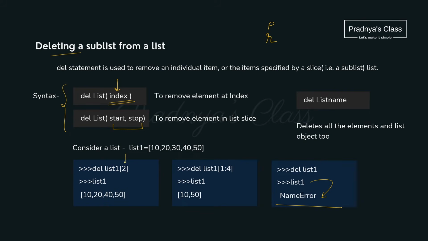Here is the first form of the del statement. We are providing the index. It is clear from the output that the element at index 2 got deleted. In the second example, we are providing the range. Accordingly, the elements will get deleted.